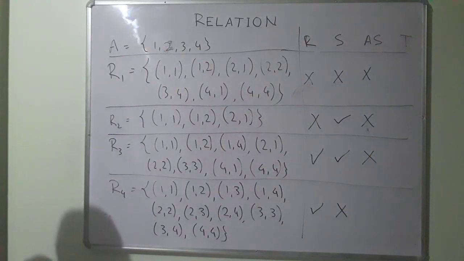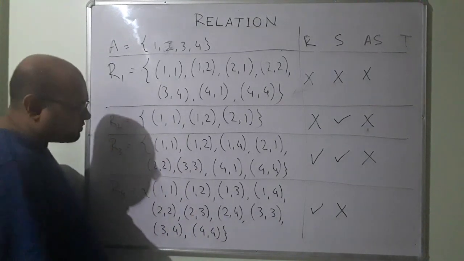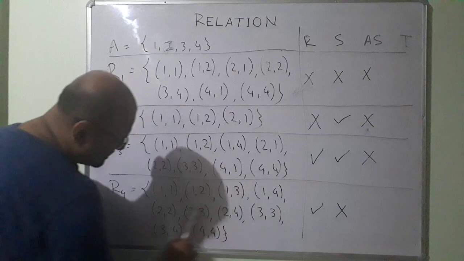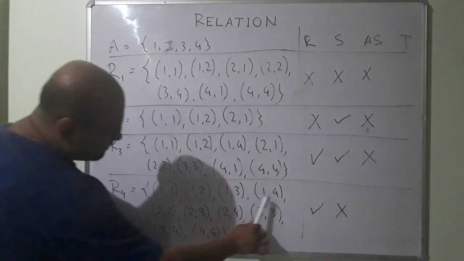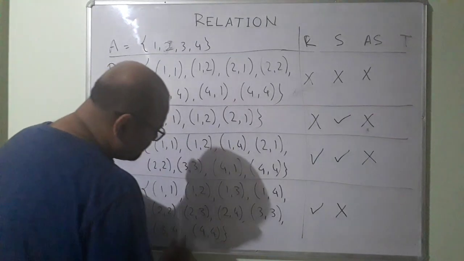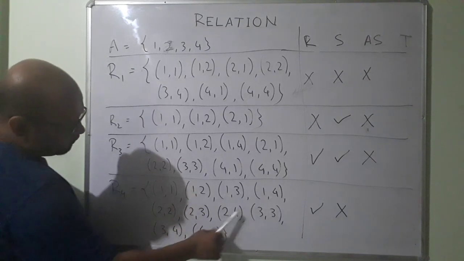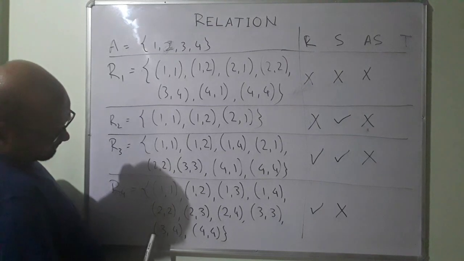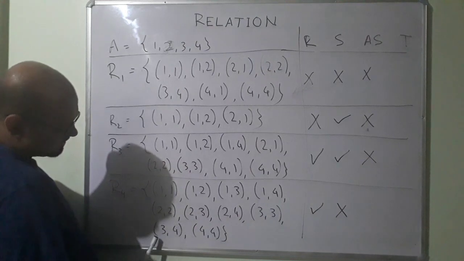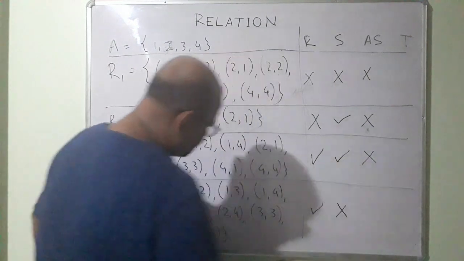Let us look at this one. 1 1 is there and 1 1 is there, but 1 is equal to 1, so that is not a problem. 1 2 is there. Is 2 1 in there? No. 1 3 is there. Is 3 1 in there? No. 1 4 is there. Is 4 1 in there? No. 2 2 is there, but then 2 is equal to 2, not a problem. 2 3 is there. Is 3 2 in there? No. 2 4 is there. Is 4 2 in there? No. 3 3, not a problem, because 3 is equal to 3. 3 4 is there. Is 4 3 in there? No. And 4 4, 4 equal to 4, not a problem.